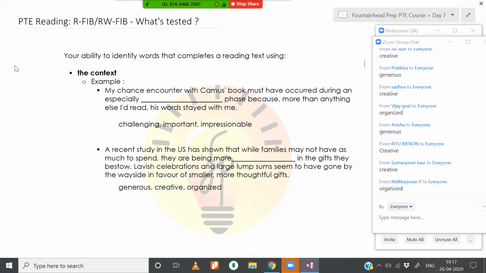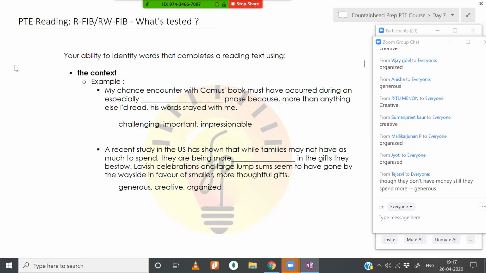Okay, so here also we can see all types of answers. So why do you think that is happening? Because it's tricky. Right now, could you please tell why you think it's organized? Why do you think it's generous? And why do you think it's creative? If you're able to explain that properly, then you are more or less good.